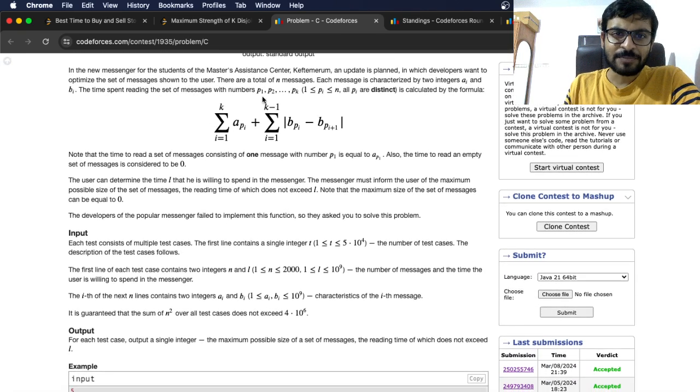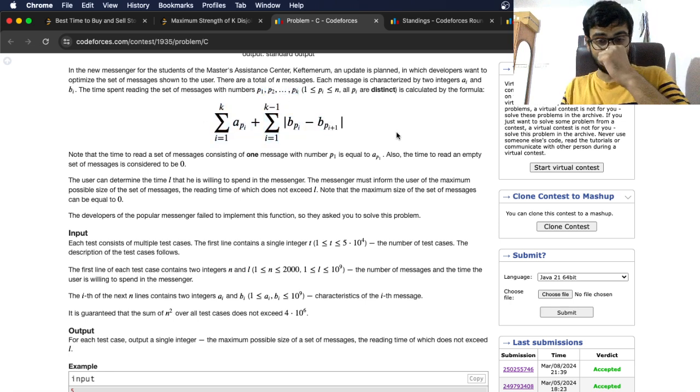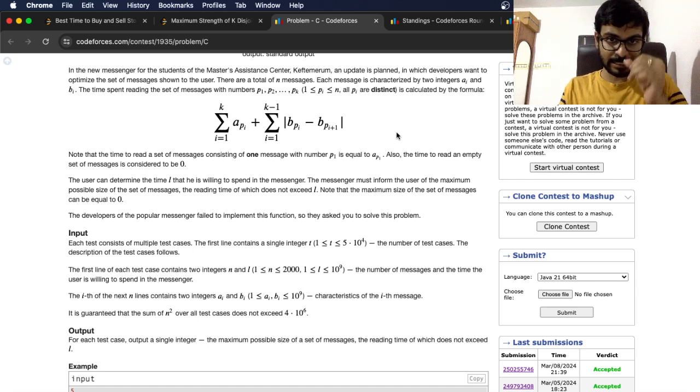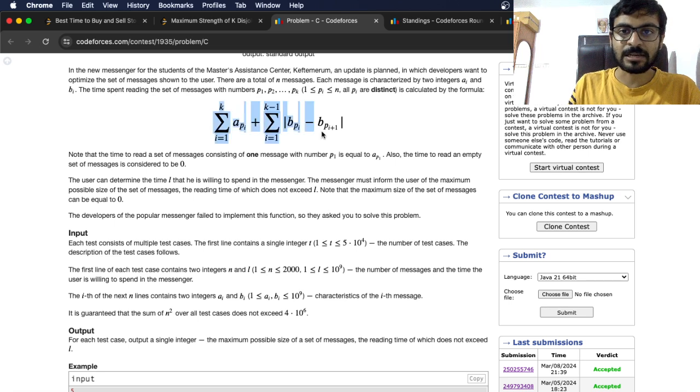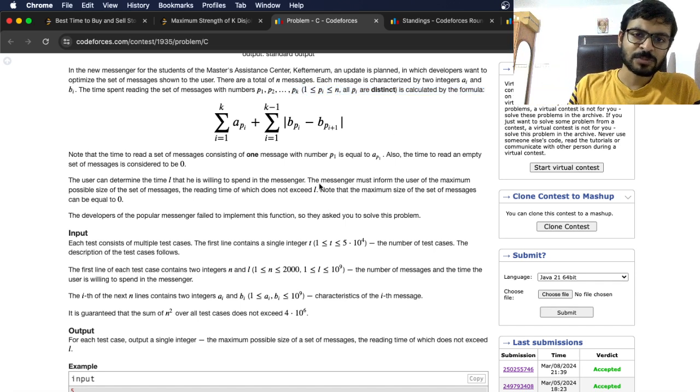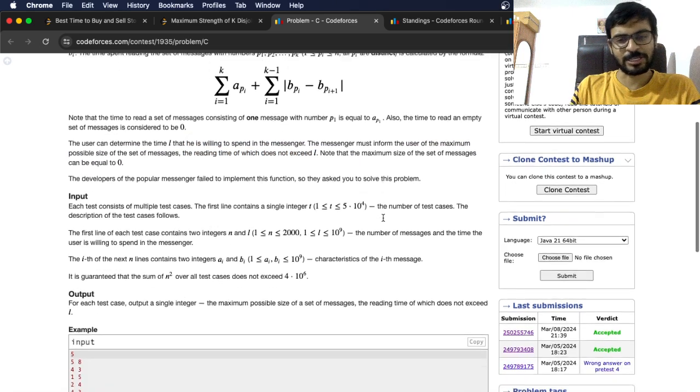We have some messages, and we have to select some messages P1 to PK. This is the time spent for reading those messages, and we have to maximize the number of messages we are reading. That is, we are reading K messages over here, and for those K messages, this is the time spent. We don't have to optimize the time. We have to maximize the number of messages by keeping this under a limit. So we cannot exceed L. The reading time can only be up to L, and we have to maximize this K. We can choose whichever K messages we want. They all have to be distinct. But this one we have to obey: reading time does not exceed L.